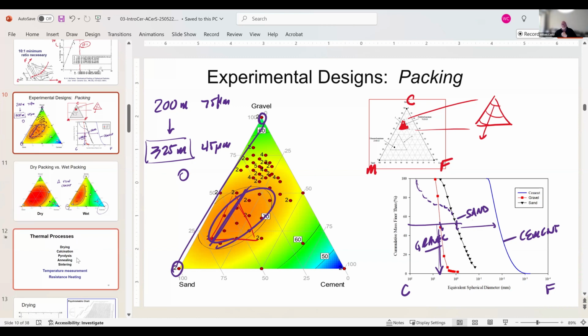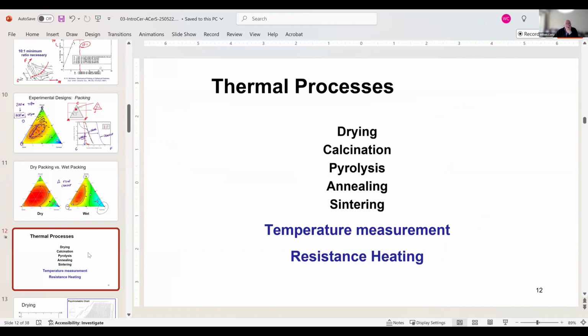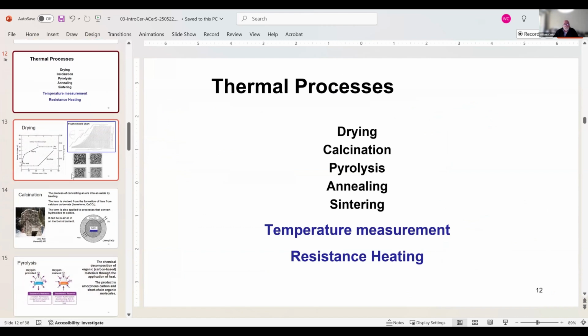Okay, so that brings us to thermal processes. I'm going to give a high elevation view of drying, and then we'll go into what calcination and pyrolysis are, annealing, because we hear that term a lot, and sintering, and then we'll talk about temperature measurement. So, drying.